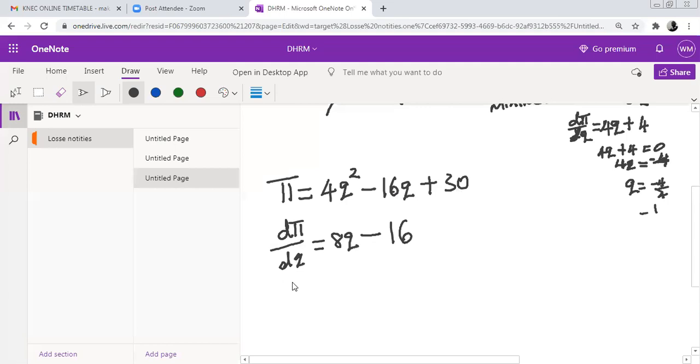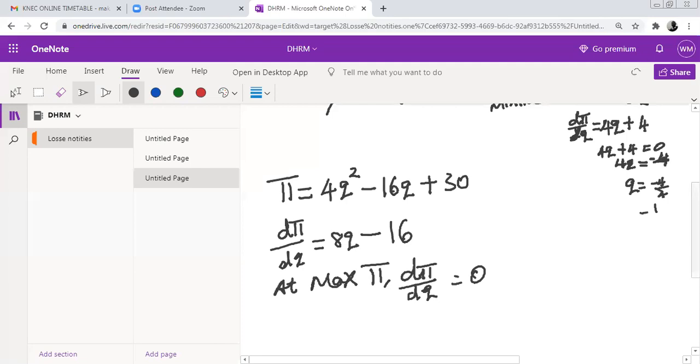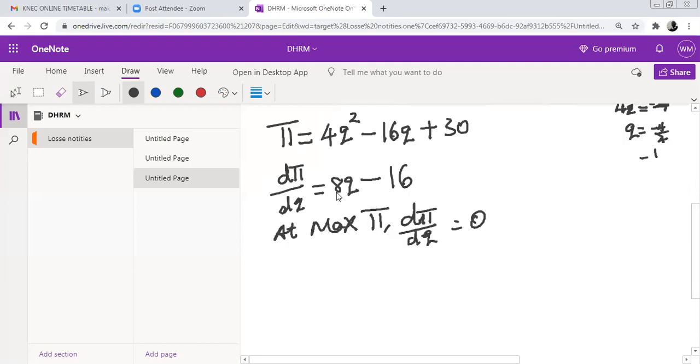And we know at maximum profit, at maximum pi, d pi over dq is equal to 0. Therefore, what we need to do is to equate that d pi over dq. If this is our d pi over dq, then 8q minus 16 must be equal to what? 0.